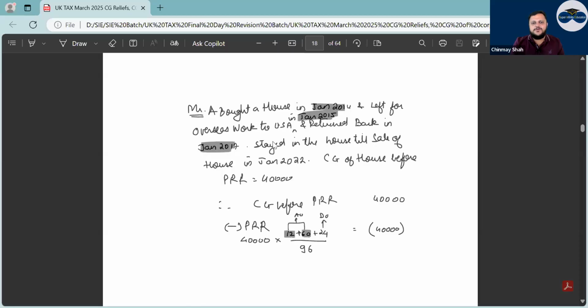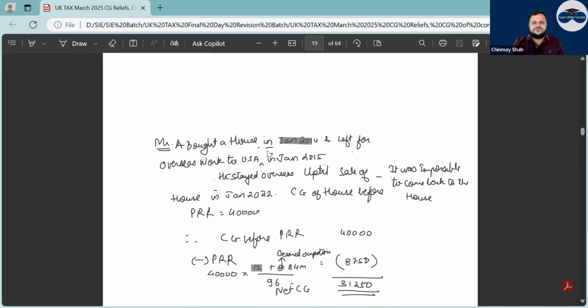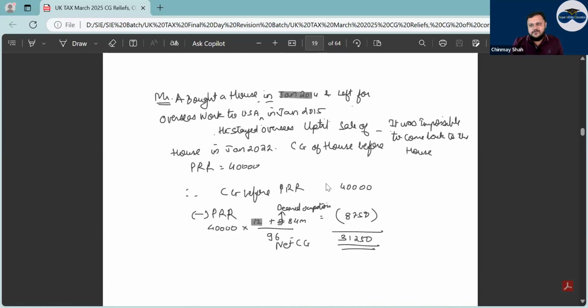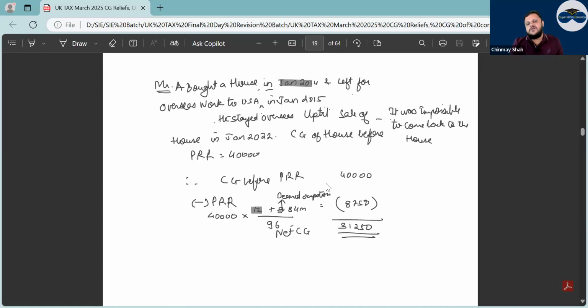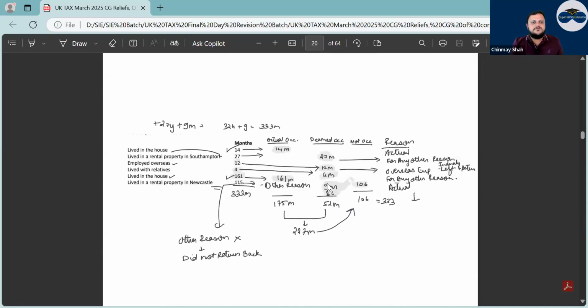Mr. A left for overseas work to USA in Jan 25 and returned back in Jan 2017. Those 2 years will be considered as actual occupation, correct? Mr. A bought a house in Jan 24 and left for overseas work to USA, stayed there up till sale, did not come back. Still the last 9 months will be considered deemed occupation, correct? And his stay there will not be considered deemed, because he did not return. But if it was impossible, you will consider.